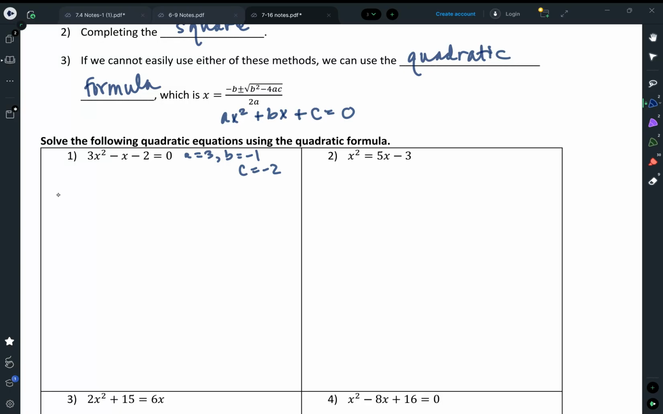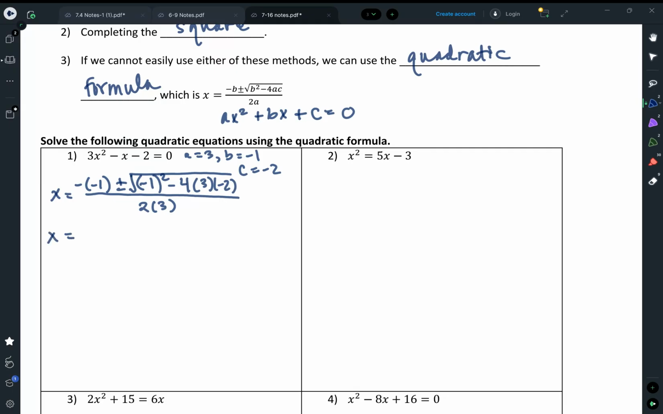My first step is just to substitute into the formula. So I have x equals negative b. B is already -1, so I'm going to have negative of -1, plus or minus the square root of b squared, so -1, that whole quantity squared, minus 4 times a times c, so 4 times 3 times -2. The square root goes over all of that, and this is all over 2a, which is 2 times 3.